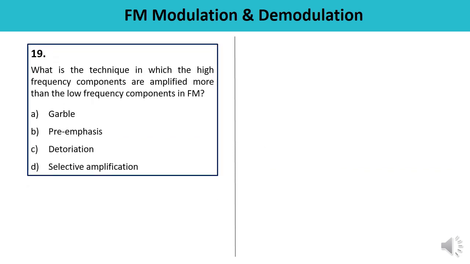Question number 19 is, what is the technique in which high frequency components are amplified more than the low frequency components in FM? Garble, preemphasis, deterioration, selective amplification. Preemphasis is a technique in which high frequency signals are amplified more than the lower frequency signals to have better resistance to the noise. So it is usually used to transmit sounds for the musical instruments which have high frequency harmonics. Means the correct answer is B.